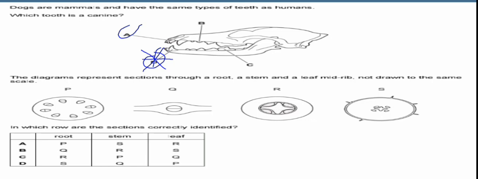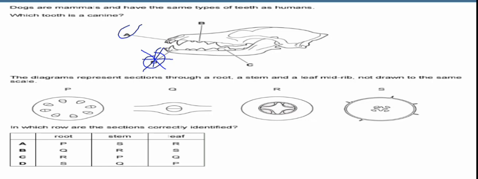Then as for the next question, it is saying, the diagrams represent sections through a root, a stem, and a leaf mid-rib, not drawn to the same scale. So we have P, which is the stem. Then Q, which is the mid-rib. Then R, it is the root. Right, so in which row are the sections correctly identified?